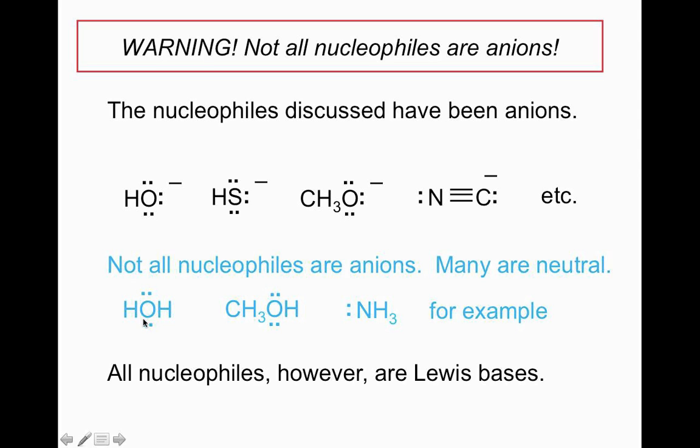In many cases, we have nucleophiles that are quite good nucleophiles, but they're neutral. So consider here water, methanol, and ammonia are all very good examples of nucleophiles that are not negatively charged. All of these nucleophiles, however, are Lewis bases.